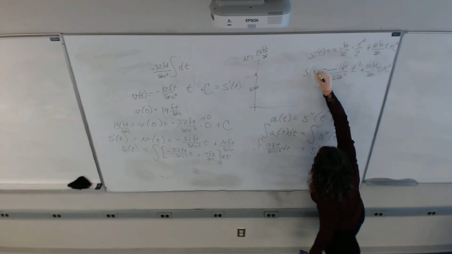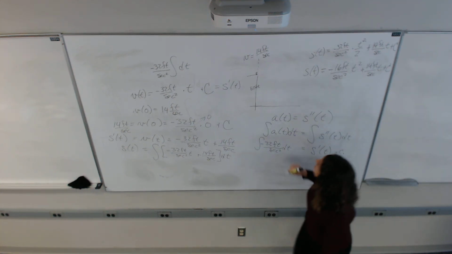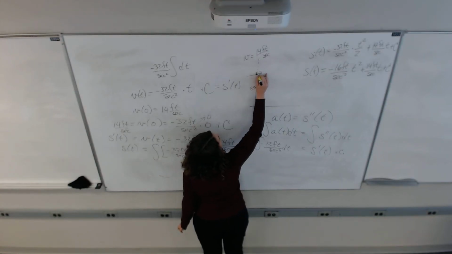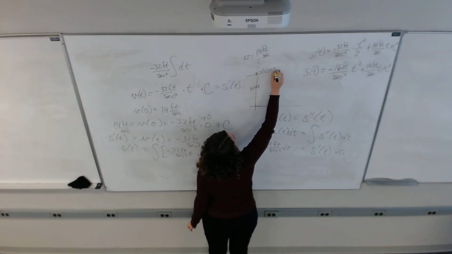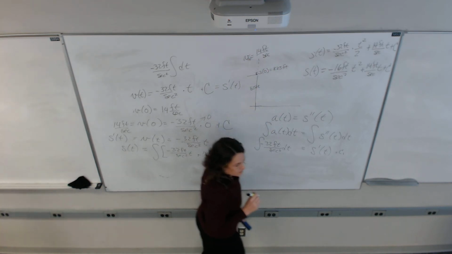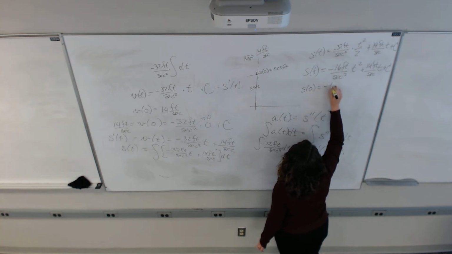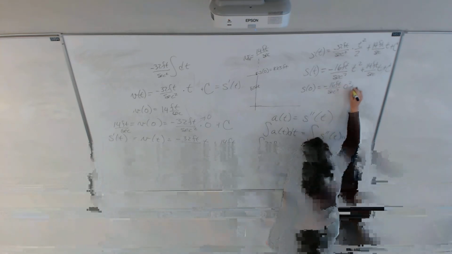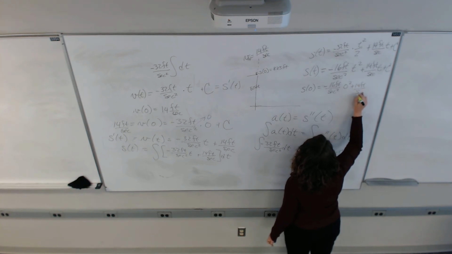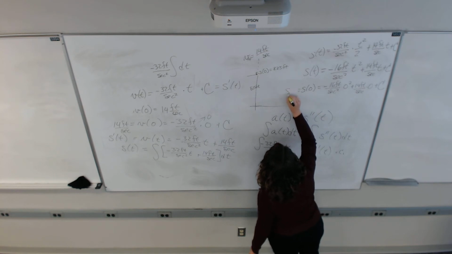Where did it start when t was 0? What was your initial position? 825. It was at 825. So right here, S of 0 was 825 feet. And V of 0 was 14 feet per second. So I can plug in 0 and I get negative 16 feet per second squared times 0 squared plus 14 feet per second times 0 plus C. And that should give me 825 feet.